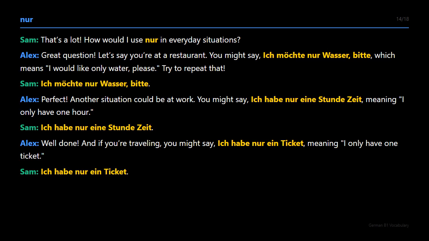Perfect. Another situation could be at work. You might say, Ich habe nur eine Stunde Zeit, meaning I only have one hour. Ich habe nur eine Stunde Zeit. Well done. And if you're traveling, you might say, Ich habe nur ein Ticket, meaning I only have one ticket. Ich habe nur ein Ticket.